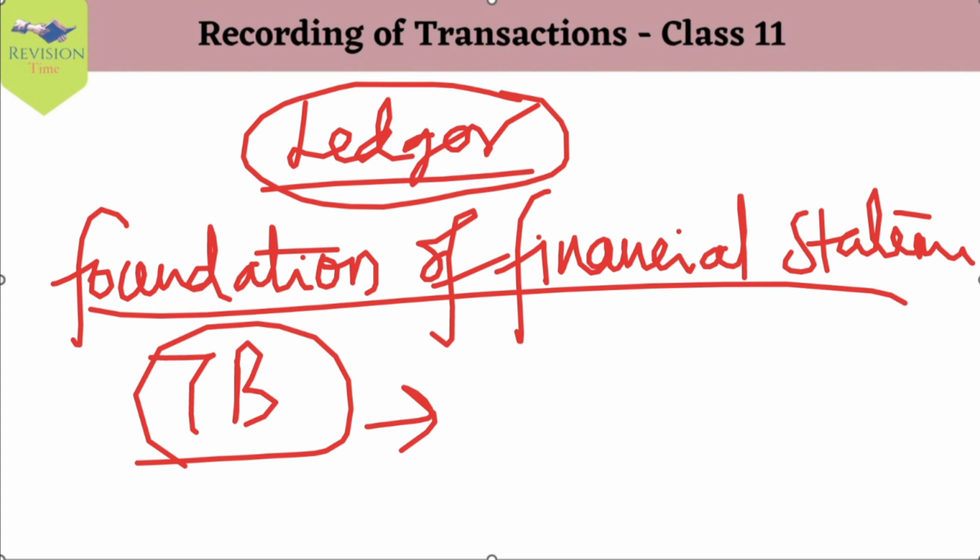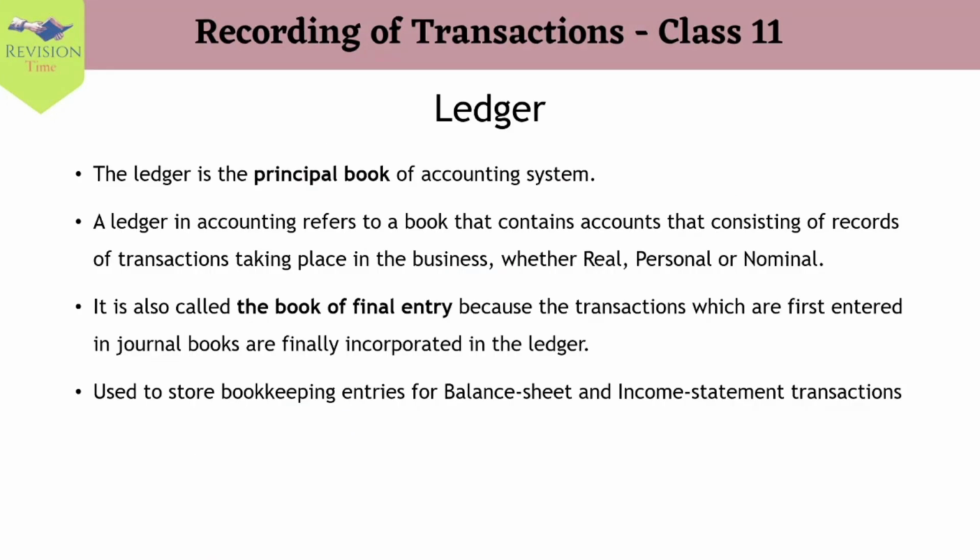Now let us read out the meaning and understand about the format of ledger. The ledger is the principal book of the accounting system. As we have studied, the journal is the book of original entry. All the transactions are first recorded in the journal, and the ledger is the principal book of the accounting system. Here we are classifying the accounts based on similar nature, and from the account balances we then proceed to prepare trial balance, income statement, and profit and loss account.